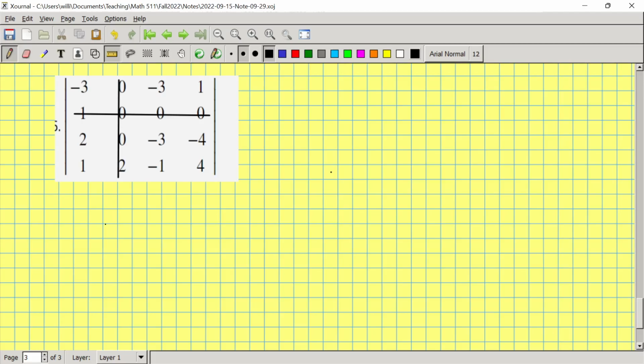Would that have been the wisest choice? Let's see. No, that's not the wisest choice. Yeah, the 2. So it's plus, minus, plus, minus, plus. So it's a plus 2 times the determinant of its minor.